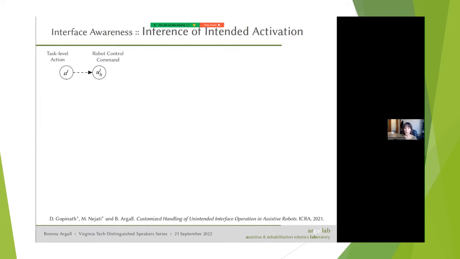What's missing here, we're arguing, is that this is a user interface agnostic view of this control mapping. Really, this is all going through an interface, and interfaces are dependent on measurements. And not only is there this measured interface command that is now mapping over to the control command. So if it's a sip and puff, for example, you are blowing out and it's being detected as a hard puff, and you're saying, okay, that means I should move forward. So there's the physical activation of the interface, and there can also be a mismatch between the intended activation that the human wanted to make and the measured activation.